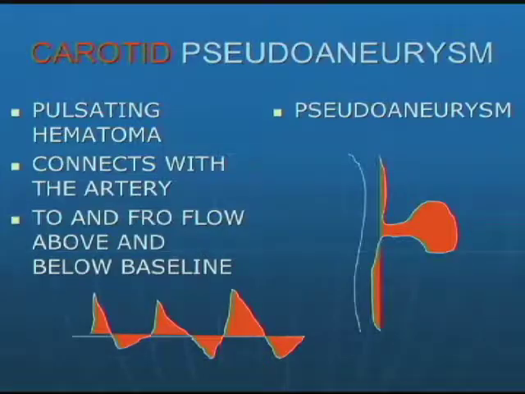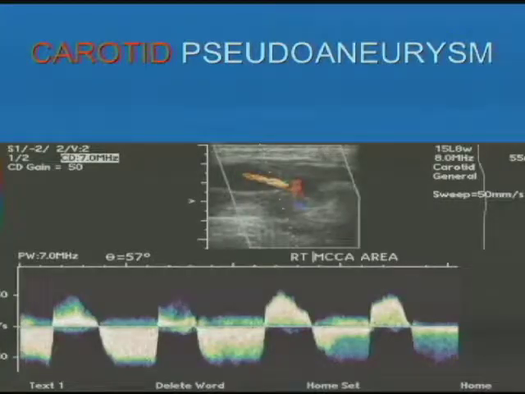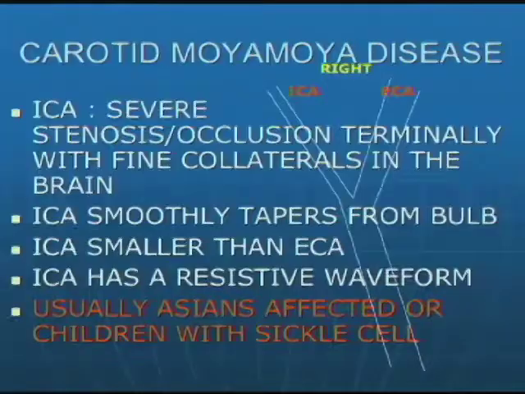A carotid pseudoaneurysm is a pulsating hematoma. It connects with the artery, and there is to and fro flow both above and below the baseline, as you see in this illustration. Here is another example of the classic to and fro flow in a carotid pseudoaneurysm.